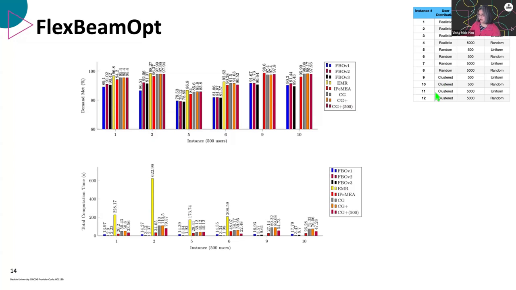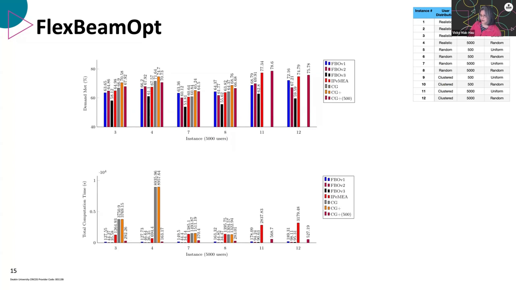Anyways, here are the 12 instances. We have the 500 user instances and the 5,000 user instances. 11 and 12 are the hardest to solve because the user distributions are clustered and we are talking about 5,000 users. Particularly 12, where we are talking about a random demand distribution. So this is the hardest problem to solve.